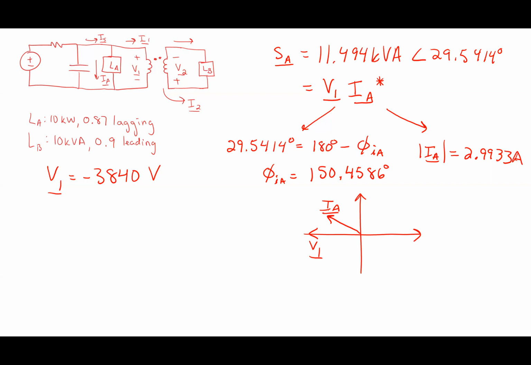Okay, so the last thing here might be a little bit tricky. Well, that's a weird looking thing. I want to figure out I sub S. I sub S, I've said, is the current that is flowing at that point there between the capacitor and load A. How do I figure that out?